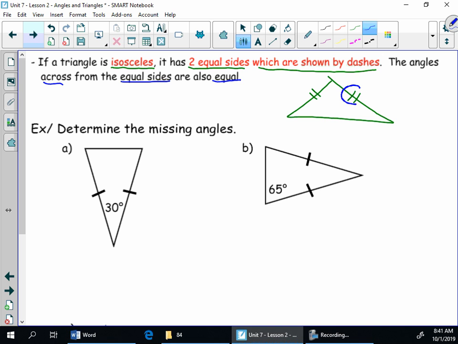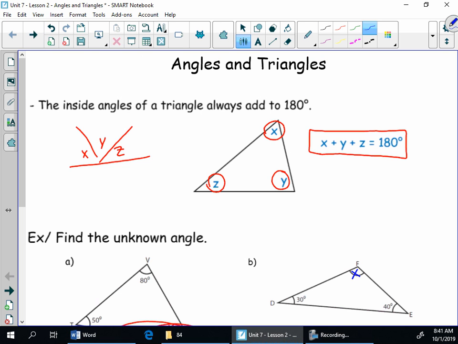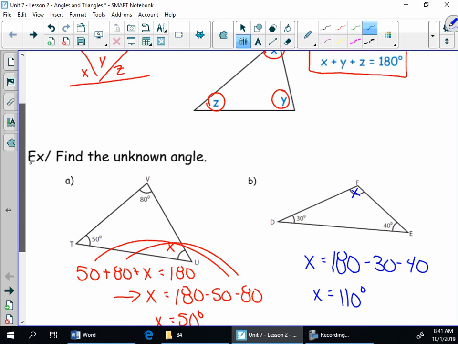So here's a dash. Across from it is letter x. Here's another dash. Across from it is also letter x. They have to be the same. So if you ever see a triangle that's got two x's in it, that means two sides are the same. Or if you see two dashes in it, two angles are the same. Let's go back for a second. Take a look at some of the ones we just did.